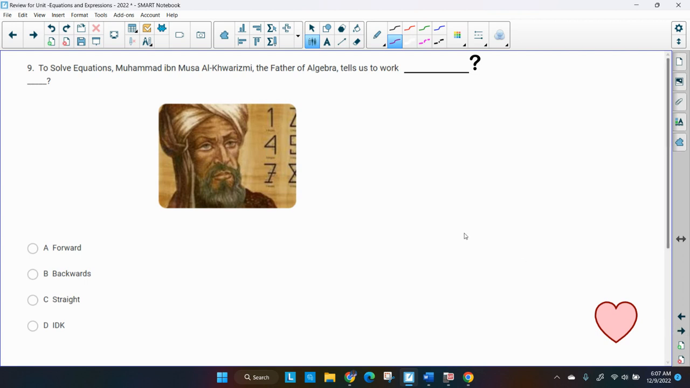All right, we saw Mr. Muhammad Al-Khwarizmi, the father of algebra. He tells us when we're dealing with equations to work backwards when we're solving the equation. So work backwards, choice B. Good to know.